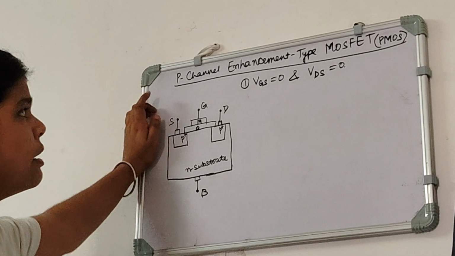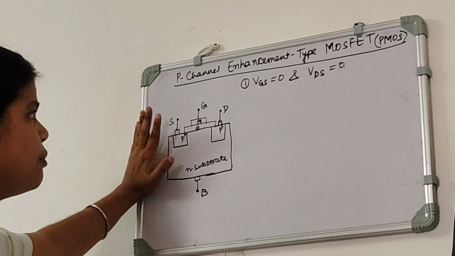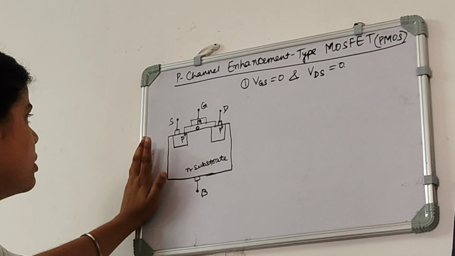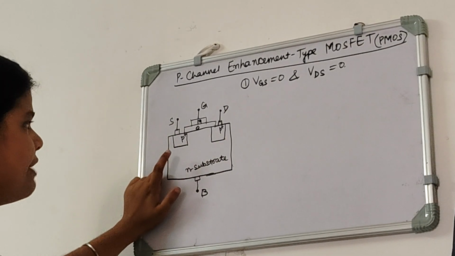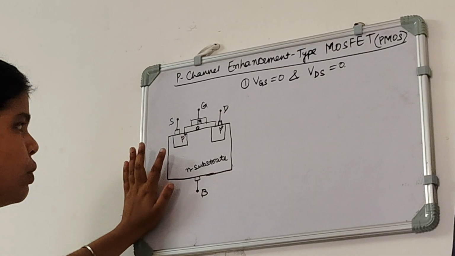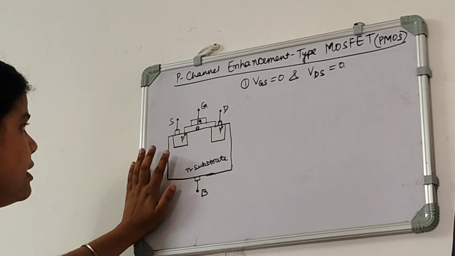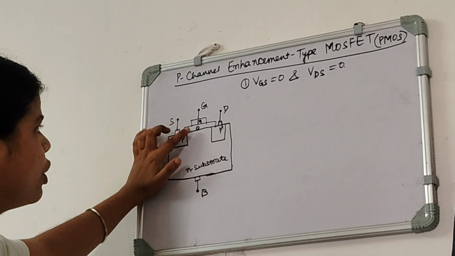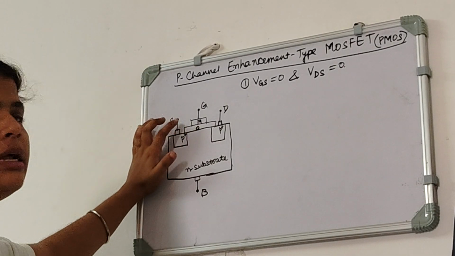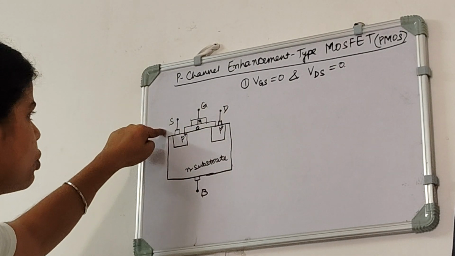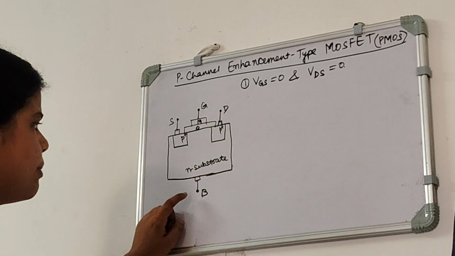Let's see the working of P-channel enhancement type MOSFET, which is also known as PMOS. So this is its structure. We have an N substrate, and drain and source are made up of P plus type materials. Here we have the oxide layer, and above that we have a metal layer. This is the gate terminal, this is the source terminal, this is the drain terminal, and at the bottom we have the body terminal.